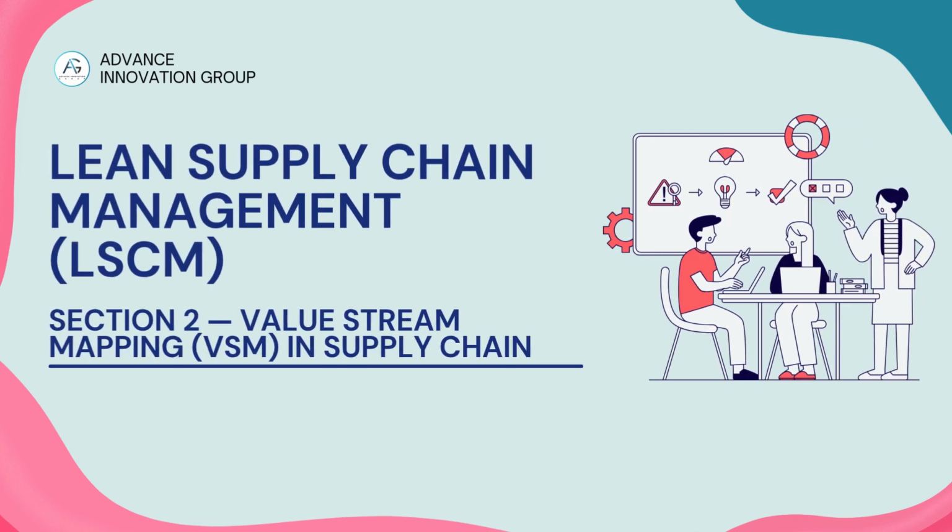This slide introduces Section 2, which focuses on value stream mapping, or VSM, in the supply chain. VSM is a lean tool used to visualize the complete flow of materials and information from suppliers to customers. It helps identify waste, delays, and inefficiencies in the process. In this section, we will learn how to map current processes, analyze gaps, and design improved future state supply chains for better efficiency, faster delivery, and enhanced customer value.